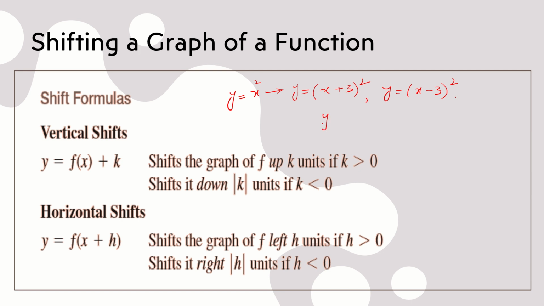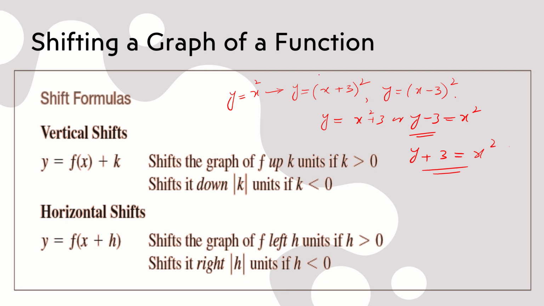What would happen if we have a function like y is equal to x square plus 3, or we can write that as y minus 3 is equal to x square, that is subtracting 3 from y. We can write y plus 3 is equal to x square. What would happen to this function?